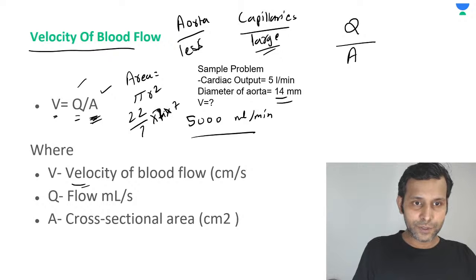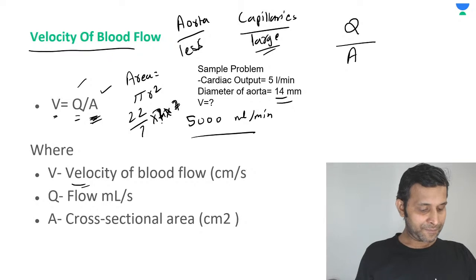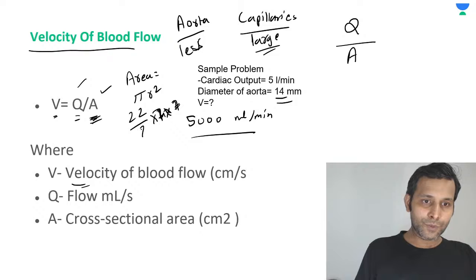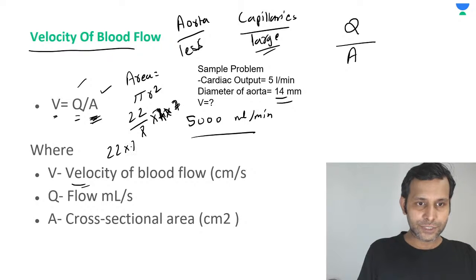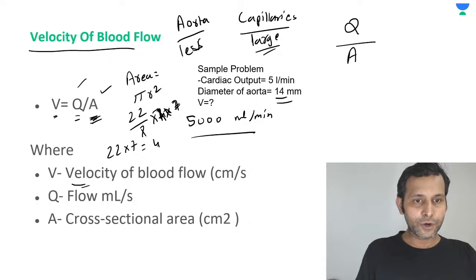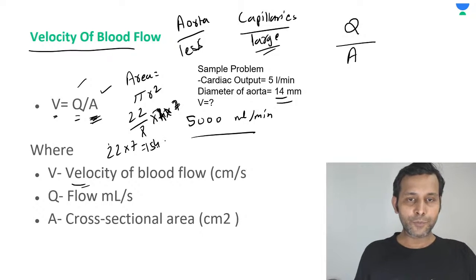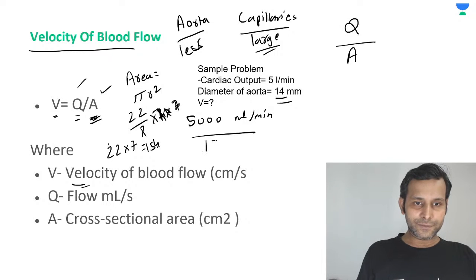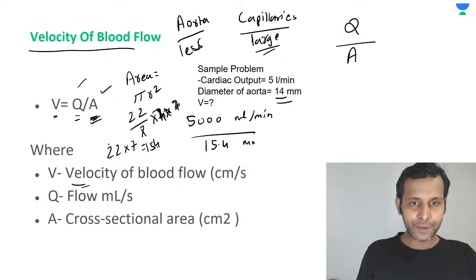I hope you are getting this concept clear. So 7 and 7 are cancelled. 22 into 7 is how much? 22 into 7 gives you 154. So 154 millimeter square.